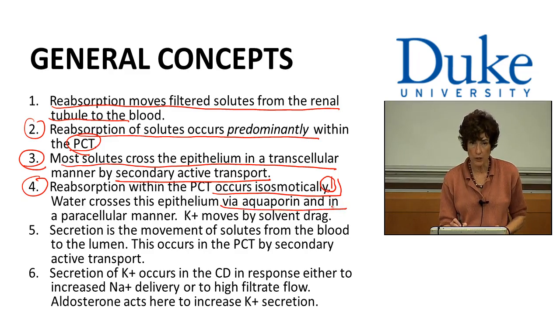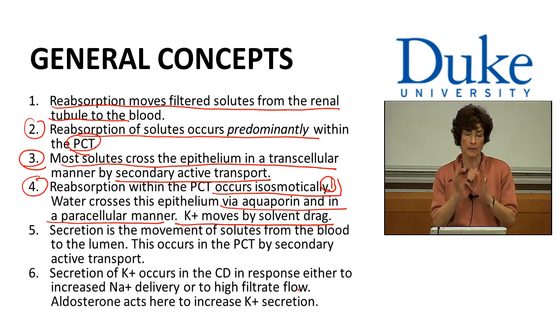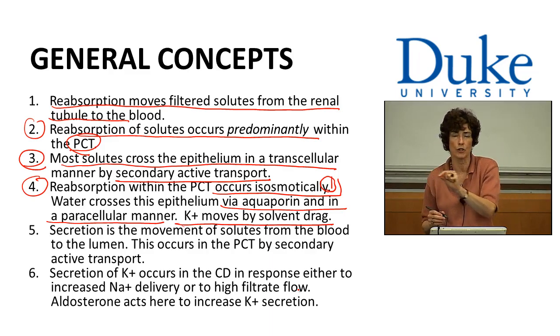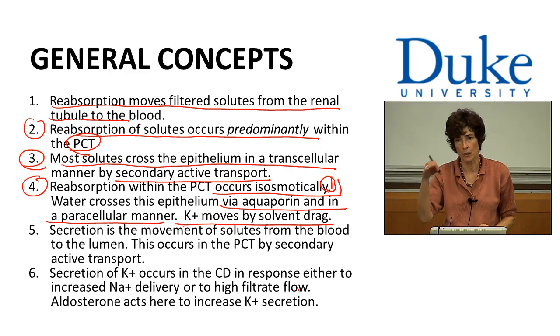Four, reabsorption within the proximal convoluted tubule occurs isoosmotically, and the water crosses the epithelium via the aquaporin channels, which are inserted within the luminal region of the cells. And water can also cross in a paracellular manner, that is, between the cells across those leaky tight junctions. And the potassium will move by solvent drag in a paracellular manner, so it's following the water. As water is moving, it's changing the concentration of the potassium in the tubule. The potassium now has a higher concentration in the tubule, so it can then diffuse across this region and into the blood.